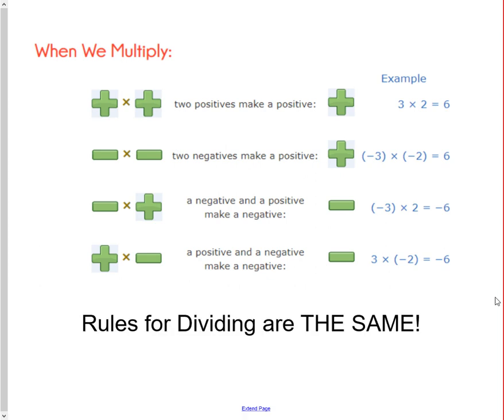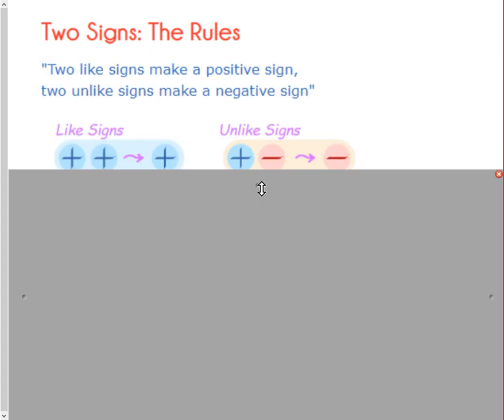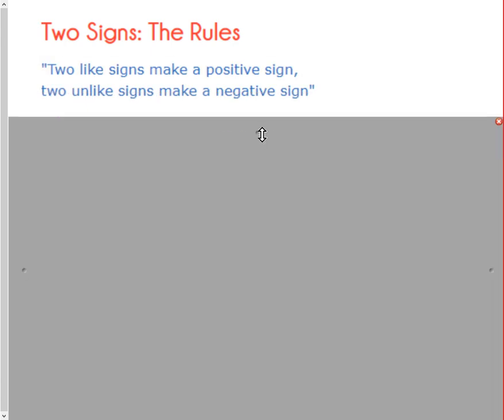So how can we write that in kind of a short form? Now the rules for dividing, of course, are exactly the same. Take whatever you saw here, but think of dividing, exactly the same. So here's kind of our shortcut. Here are the rules we need to remember. This is really what we need to remember. Two like signs make a positive sign. Two unlike signs make a negative sign.